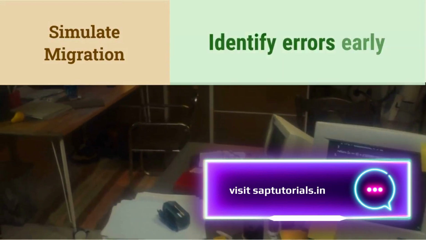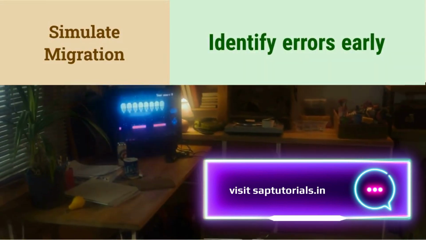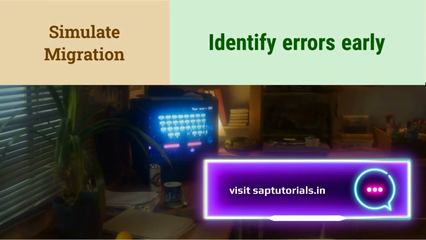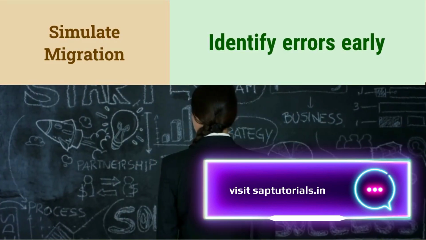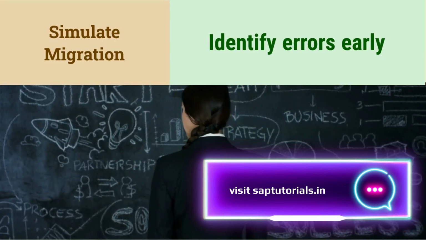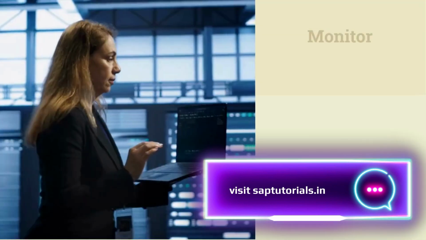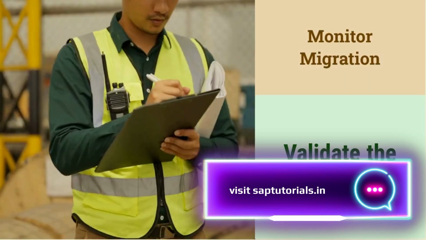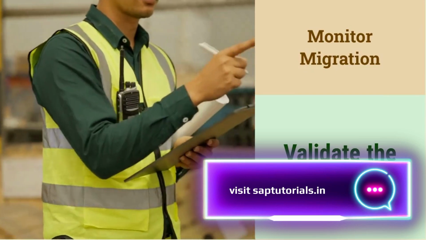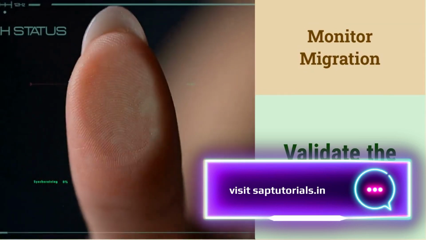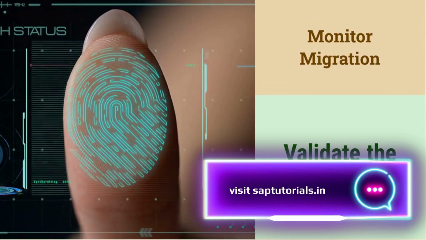Before the real deal, simulate the migration. This identifies potential errors early on. Once you're happy with the simulation, execute the actual data migration. Finally, monitor the migration progress. Validate the migrated data in your S/4HANA system. Ensure everything is accurate and complete.